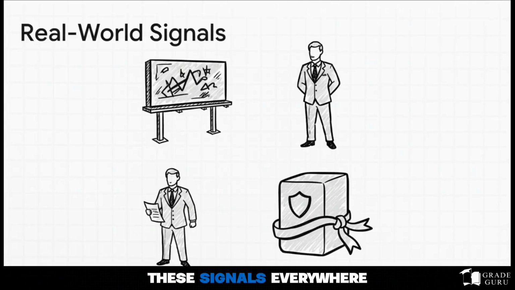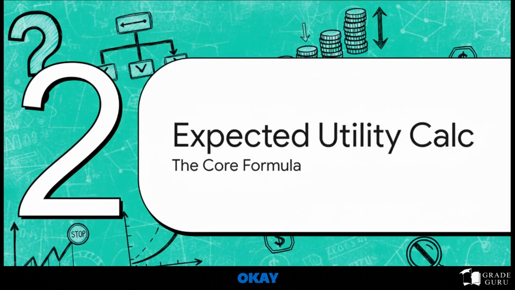And you see these signals everywhere in the real world. Think about it. A huge, expensive ad campaign, a low-quality product couldn't possibly afford that long-term. A lawyer in a super high-end suit, that's signaling a long history of winning cases. And a really good product warranty, that's a perfect signal of quality, because it would bankrupt a company that sells junk.